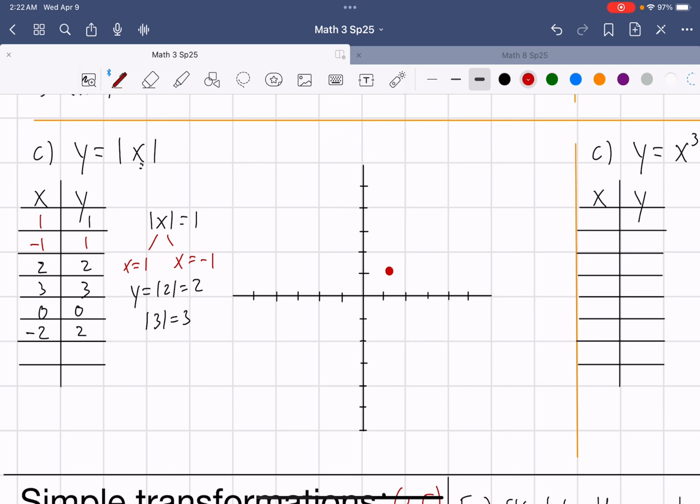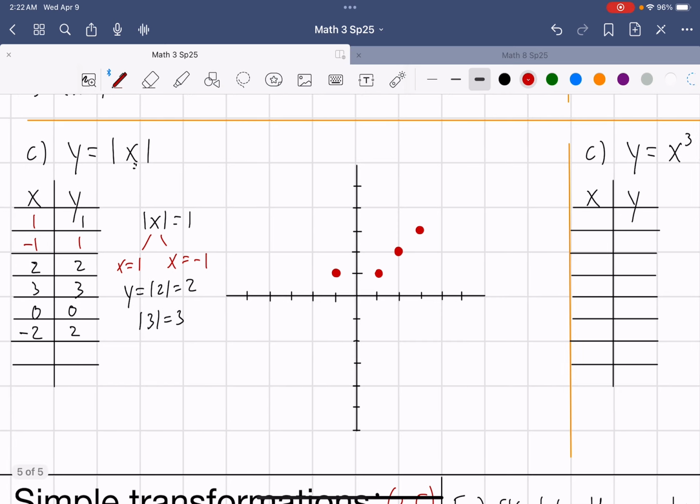So we have a point at 1 and 1, like usual so far, at negative 1 and 1, at 2 and 2, at 3 and 3, 0, 0, negative 2 and 2. I could have used negative 3 and 3 as another point. Absolute value of negative 3 is positive 3. We saw that already. So that would be a point right up here.